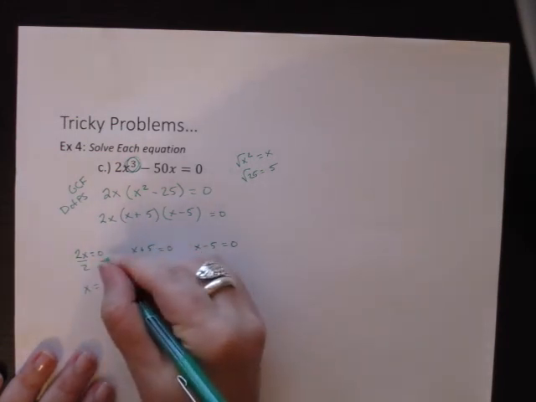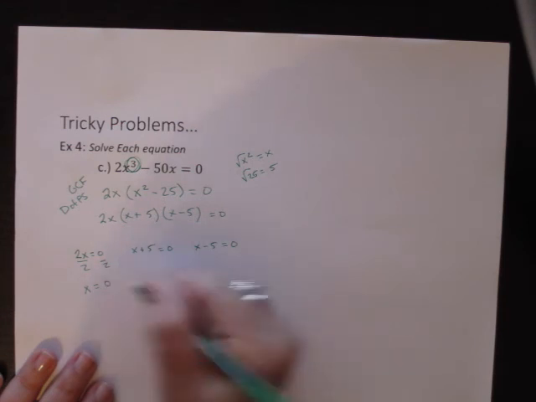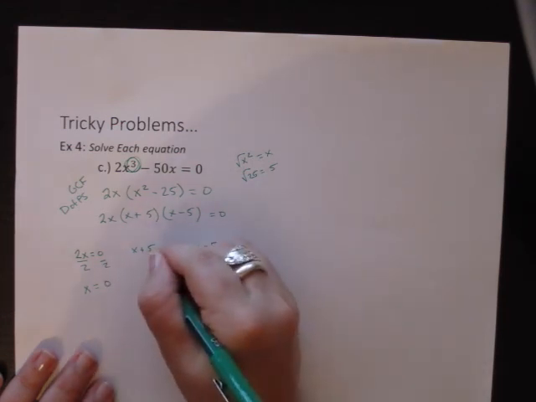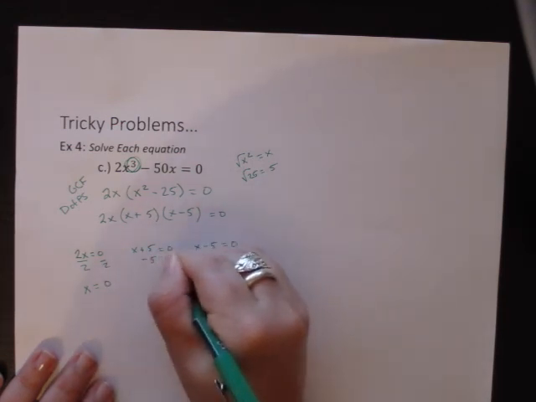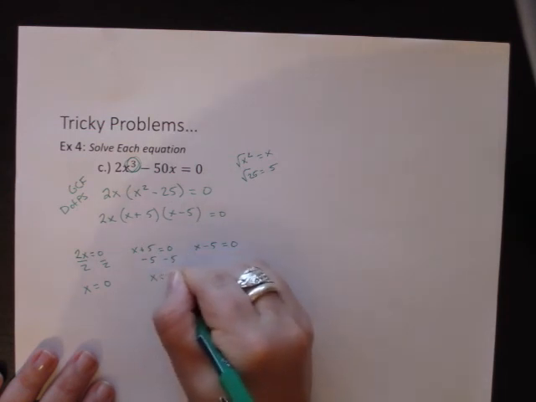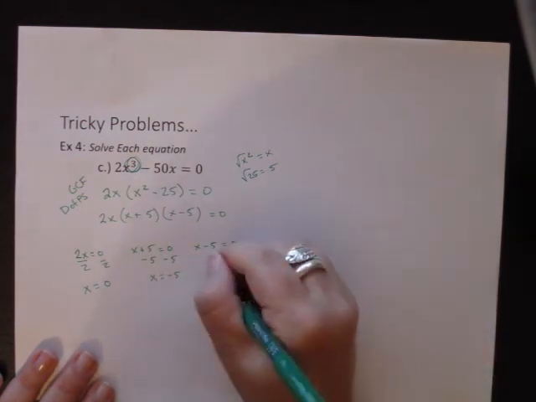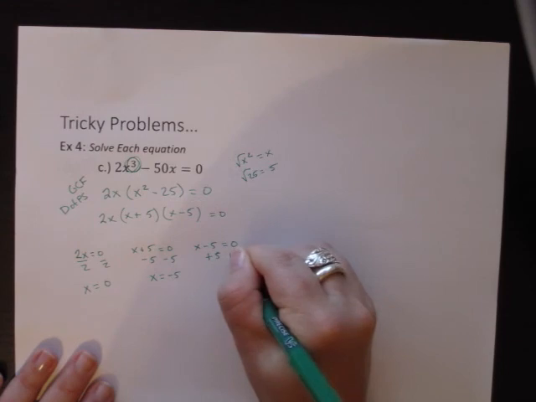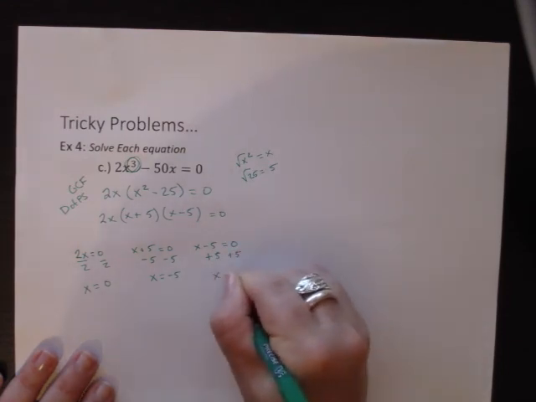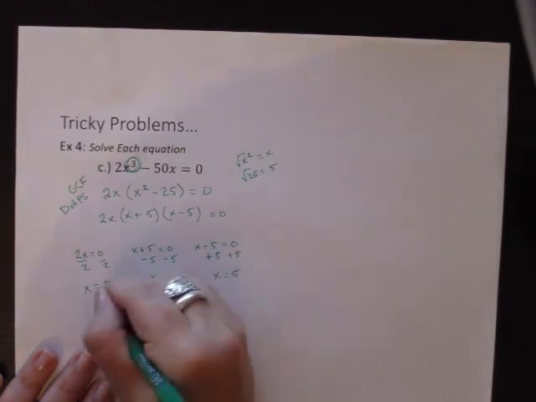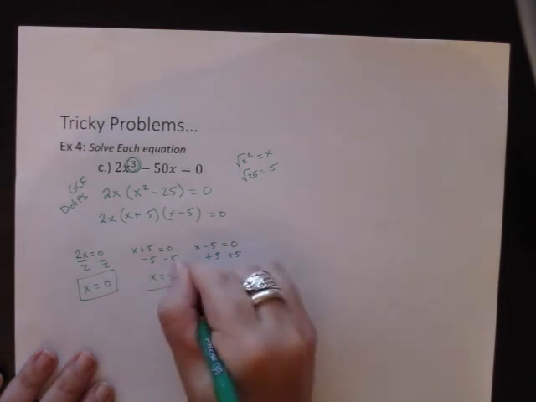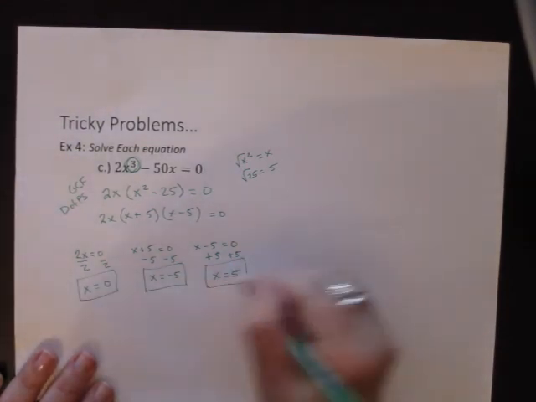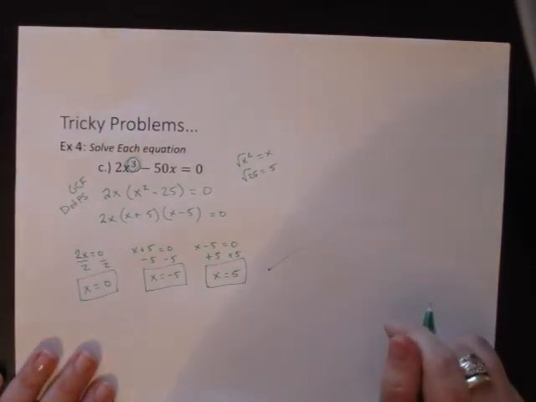So x equals 0 divided by 2, which is going to be 0. X plus 5, I'm going to subtract 5 on both sides, so I get x equals negative 5. And I'm going to add 5 on both sides, and x equals positive 5. So, since I have more than two solutions, I am done right here.